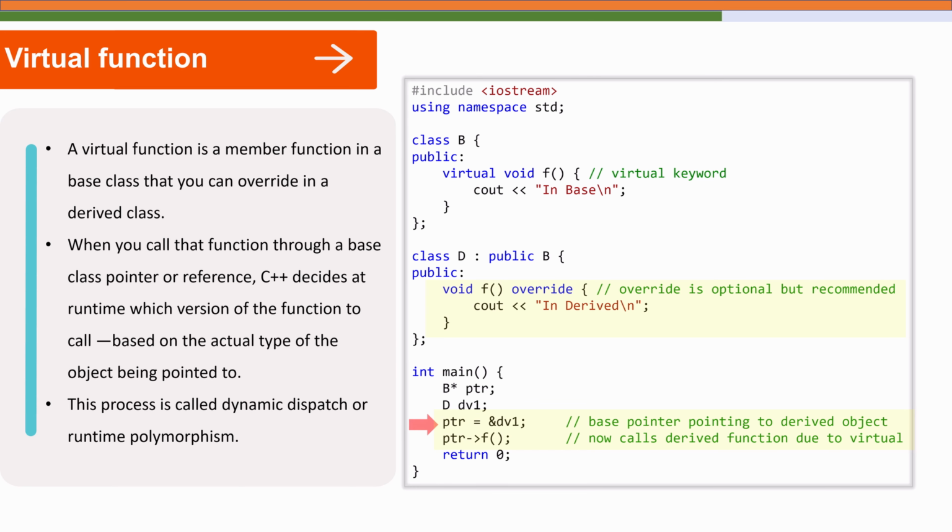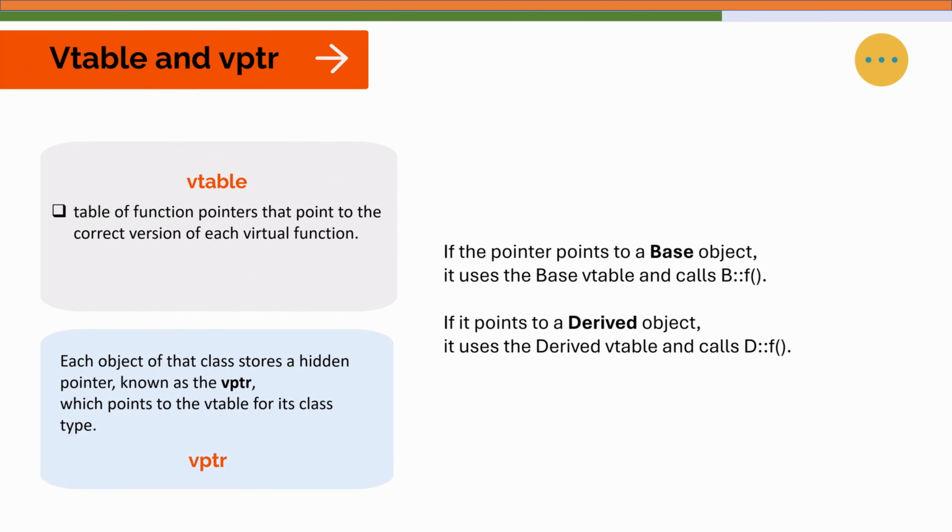Internally, when a class contains virtual functions, the compiler adds a hidden structure called the vtable. A vtable is basically a table of function pointers that point to the correct version of each virtual function. Each object of that class stores a hidden pointer known as the vptr, which points to the vtable for its class type. So when you call function f through ptr, the program actually looks up the function address in the vtable of the object being pointed to.